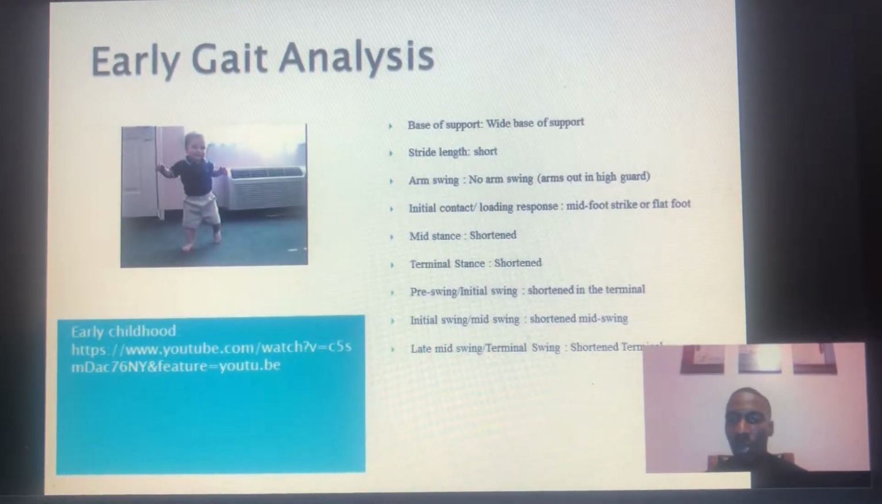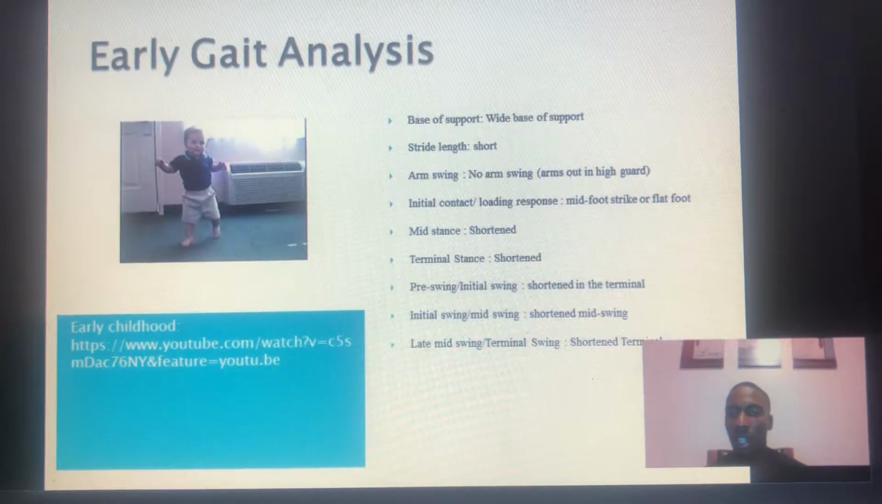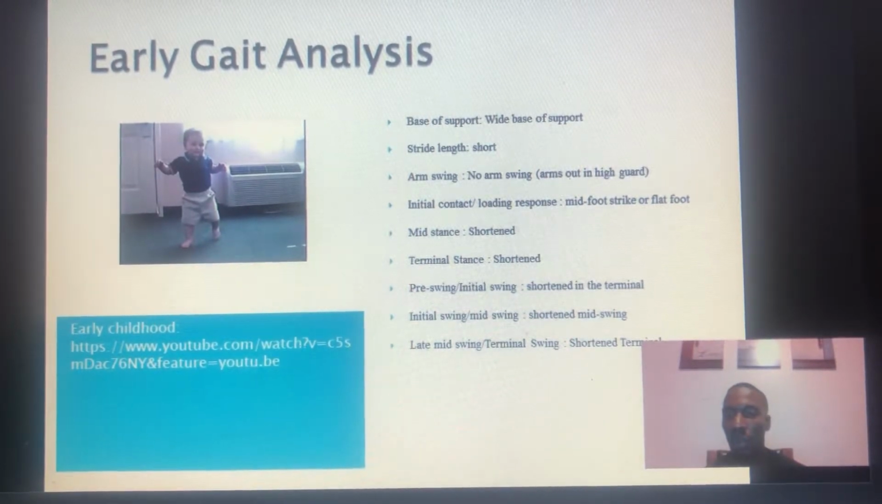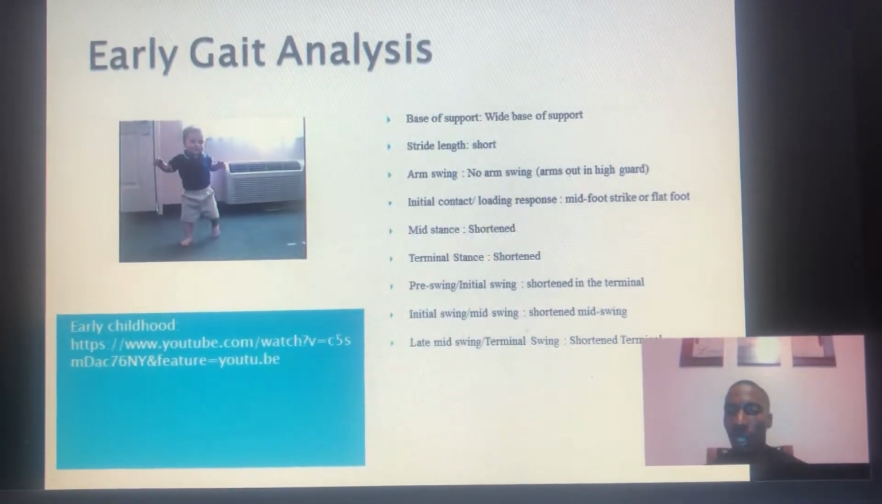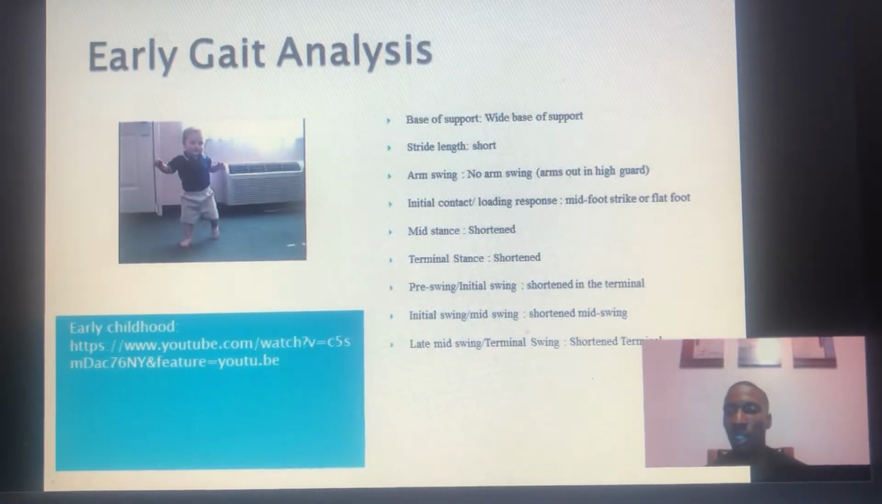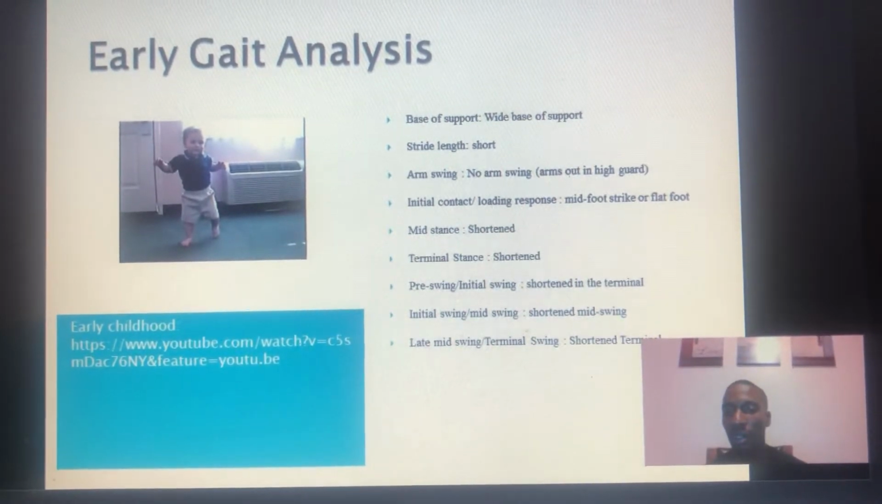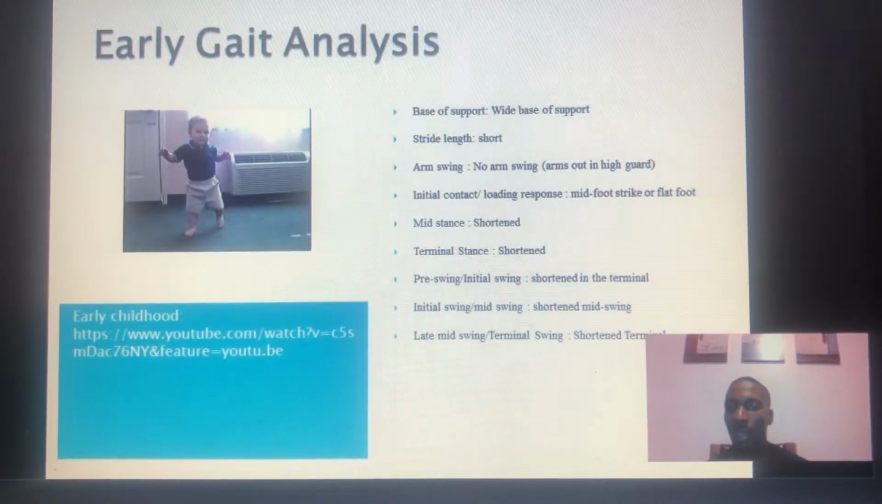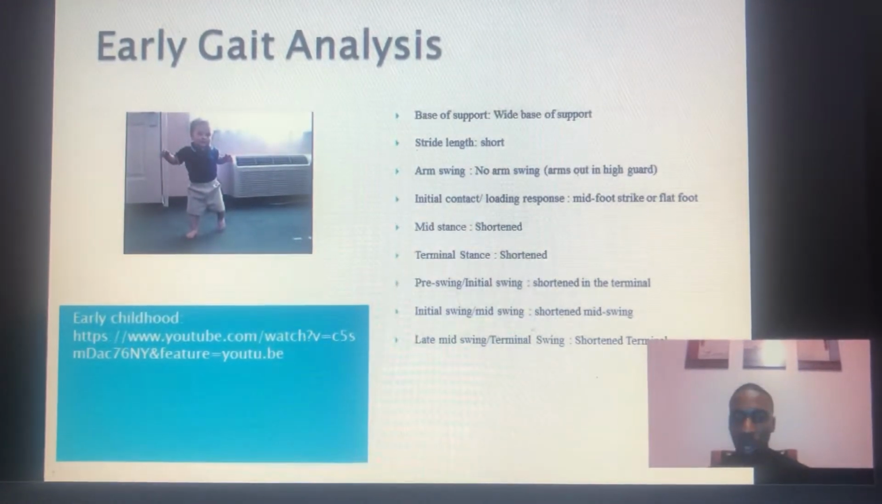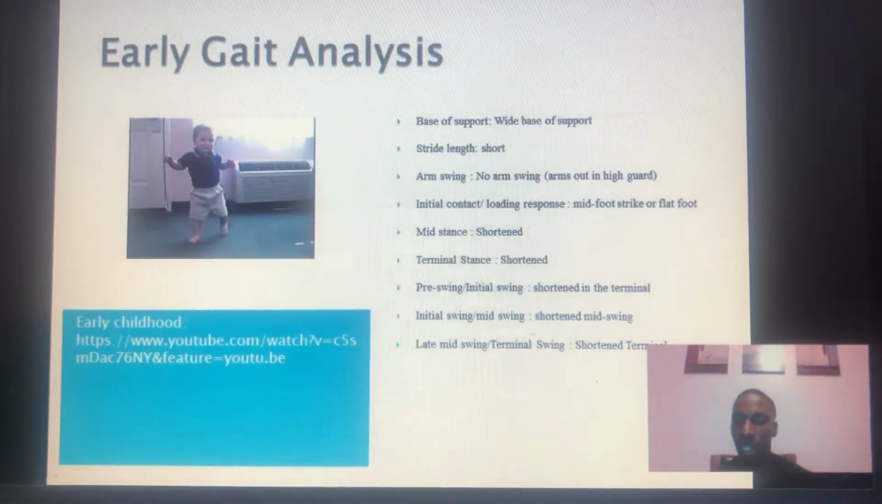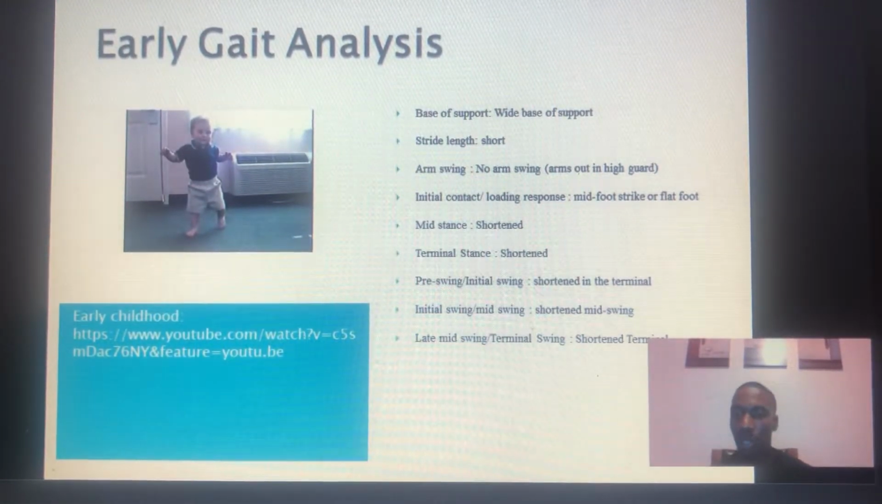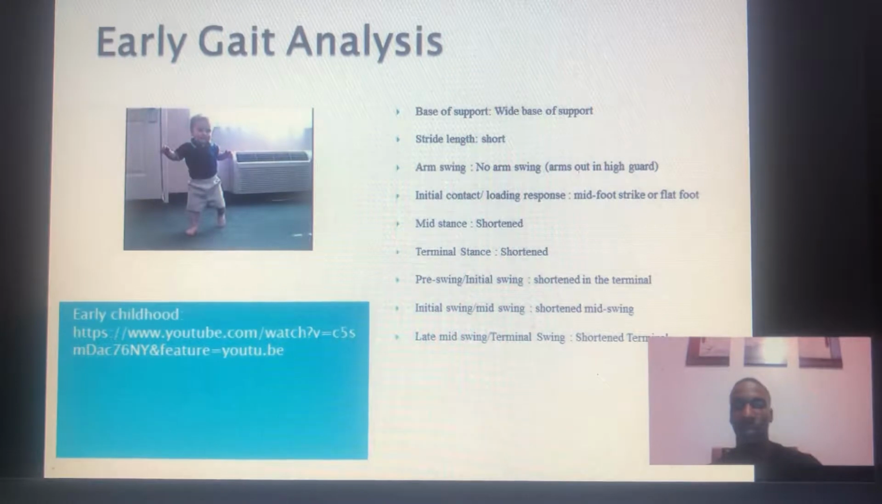The mid stance will be shortened. The terminal stance would be shortened as well. The pre-swing and initial swing would be shortened. The mid-swing would be shortened for the initial swing and mid-swing. The late mid-swing or the terminal swing would be the shortened terminal swing.